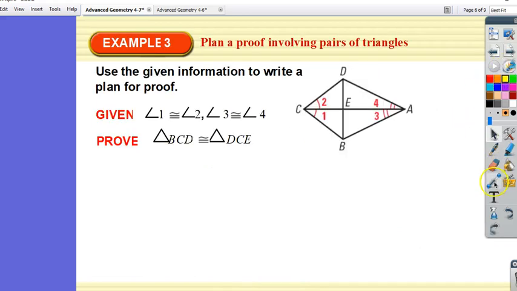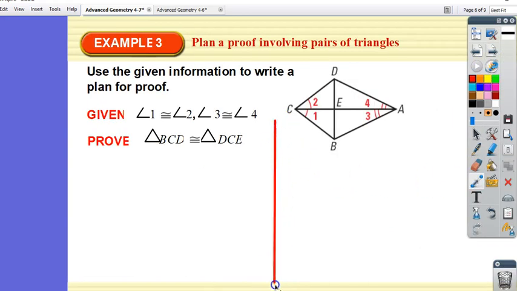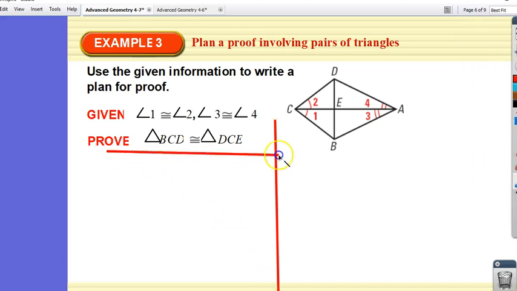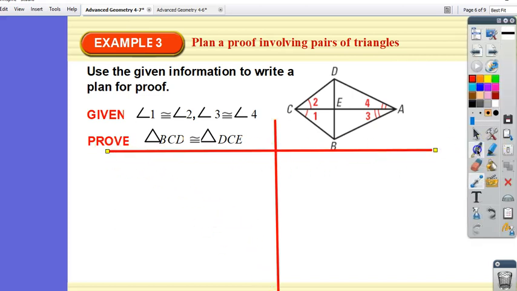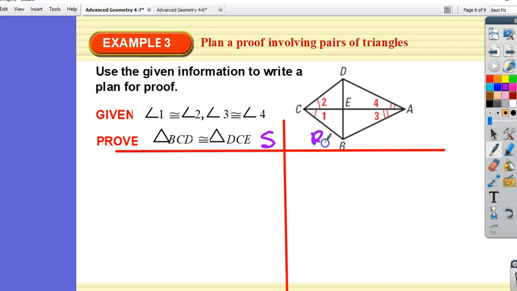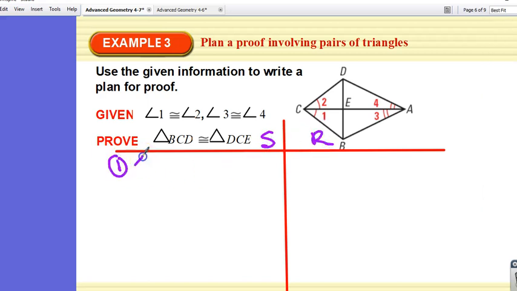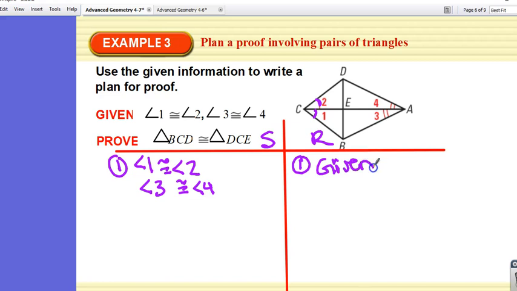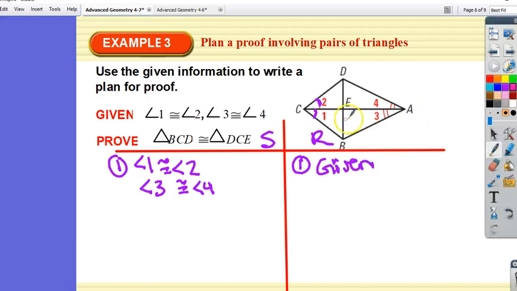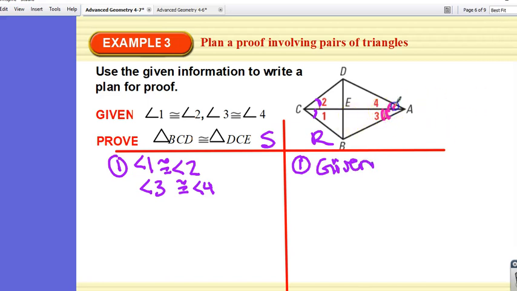All right, so we have another proof. Let's draw our T-table for our statements and reasons. Statements, reasons. So we have our given of angle 1 is congruent to angle 2. Angle 1 is congruent to angle 2. Angle 3 is congruent to angle 4. And those are all given. So angle 3 is congruent to angle 4.